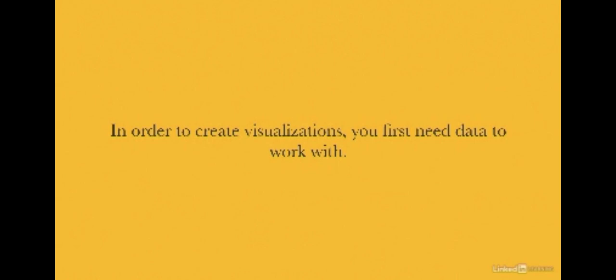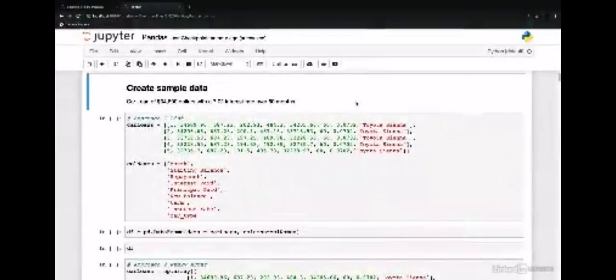In order to create visualizations, you first need to have data to work with. So in this video, I'll teach you how to create sample data in the form of a car loan table. So what we have here is a car loan of $34,690 with a 7.02% interest rate over 60 months.